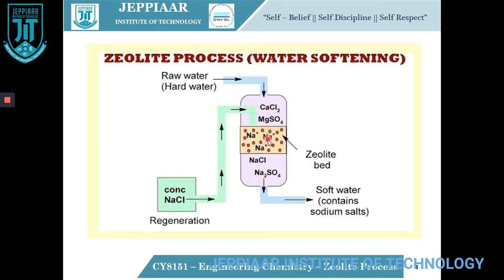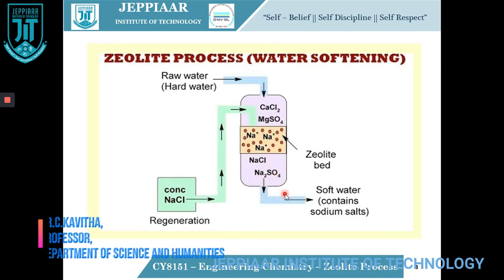This sodium zeolite will give its sodium ions to the calcium chloride or magnesium sulfate salts, and it will take up calcium and magnesium. So it will exchange its cations with the hardness-causing salts. At last you will have calcium zeolite or magnesium zeolite in the cylinder, and it will leave out sodium chloride and sodium sulfate in the water, which comes out as soft water containing sodium. Even though it is called soft water, it contains sodium salts.